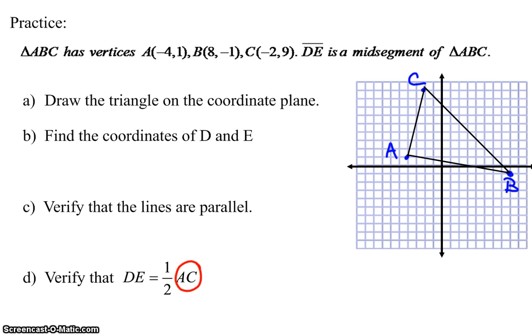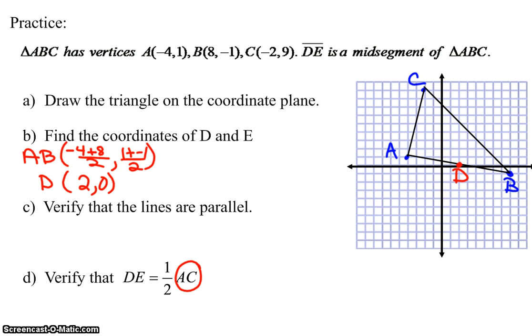Pause your video. Find your midpoints. Don't forget the midpoint formula. Add the x values and average, add the y values and average. When I calculated the midpoint of AB, I came up with the point 2, 0. I'm going to call that point D.